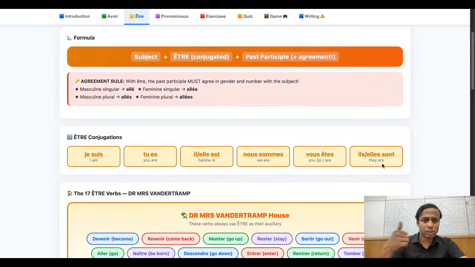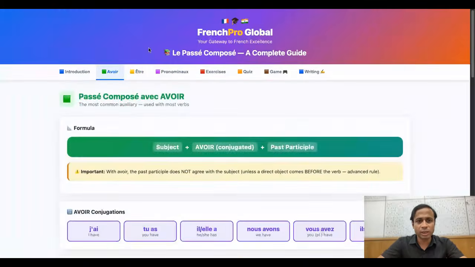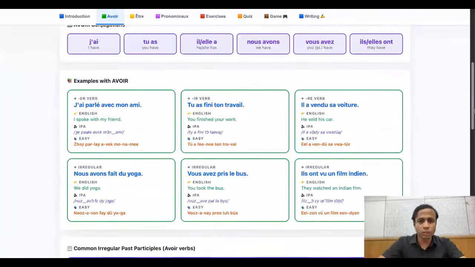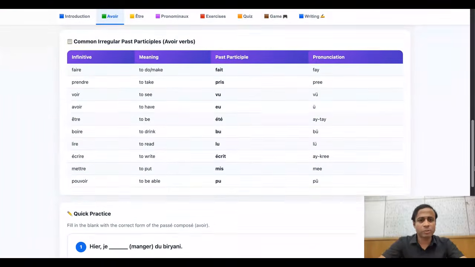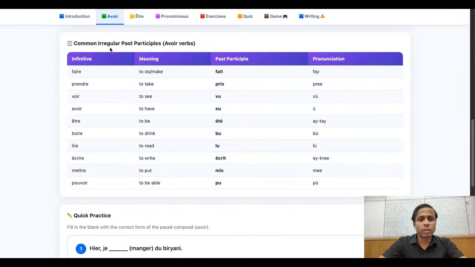Okay, so first we need a subject. Second, we need the conjugation of avoir or être. And the third element that we need is the past participle. How we make the past participle, we have already done in the class, but I can show you. These are the past participles. You can see common irregular past participles. Generally, you have to find the past participle of the verb. Okay, for example, faire.